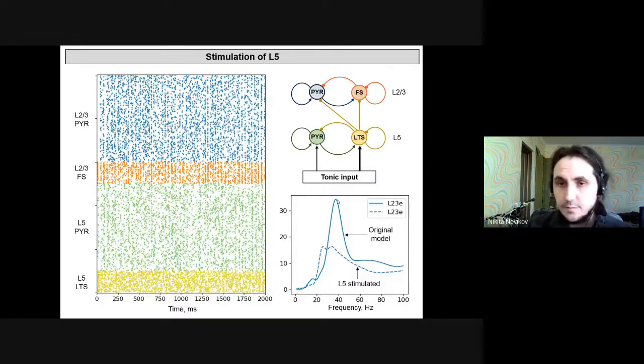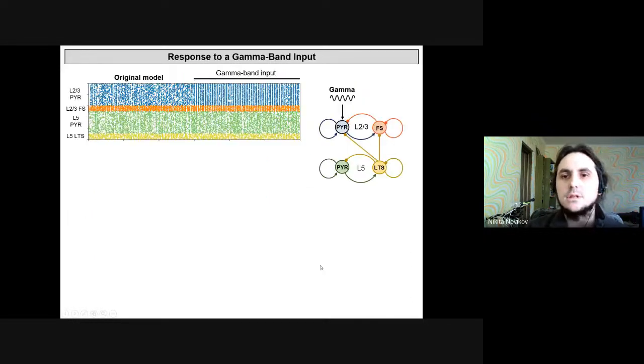And now the most important thing probably is we add an additional excitation to layer 5 with certain proportion to excitatory and inhibitory cells. And it destroys this gamma band peak in the spectrum. And instead of it, a beta band peak appears. And it has some functional consequences.